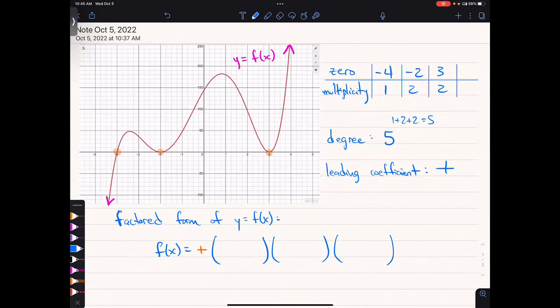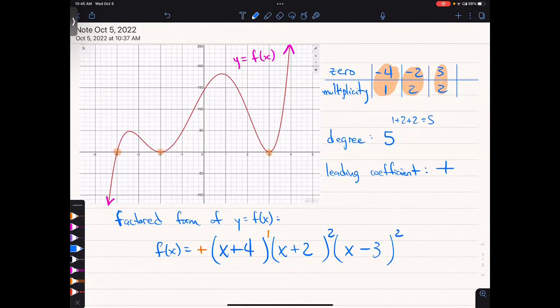So there's a 0 at -4 that has multiplicity 1. That means there's a factor that looks like x plus 4 that appears one time, right? So again, I'm going to write that in orange because we don't really need it. It's a first power, but that's where the multiplicity shows up. -2 being a 0 means there's a factor that looks like x plus 2. Its multiplicity being 2 means that that factor shows up twice, so it's squared. 3 being a 0 means there's a factor that looks like x minus 3. Its multiplicity is 2, so squared.